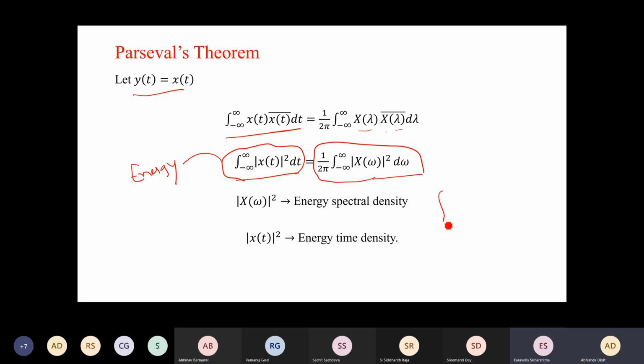And because the total thing is energy, what should this quantity be? This is energy divided by time, so this is energy time density. Similarly, the total thing is energy, so what is this quantity? Energy spectral density. So the moral of the story is you can calculate the energy of a signal in time domain, and you can calculate the energy of the signal in Fourier domain. The energy is the same, just the difference is in one constant. Any doubt? No. Okay.